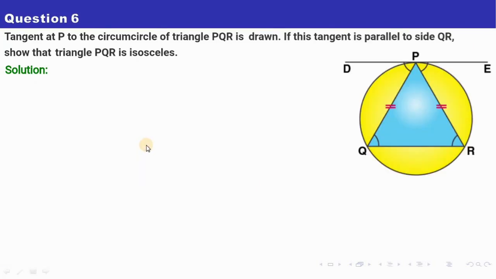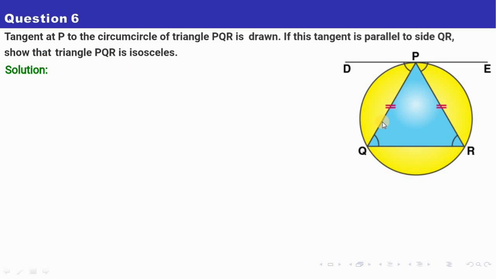Okay, let's move on to the sixth question. Tangent at P to the circumference of a triangle PQR is drawn. There's a triangle PQR and you have to draw a circle, and to that circle you are drawing a tangent. From the diagram we see that DE is the tangent out here. Now if this tangent is parallel to side QR, that means DE is parallel to QR, we need to show that PQR is an isosceles triangle.